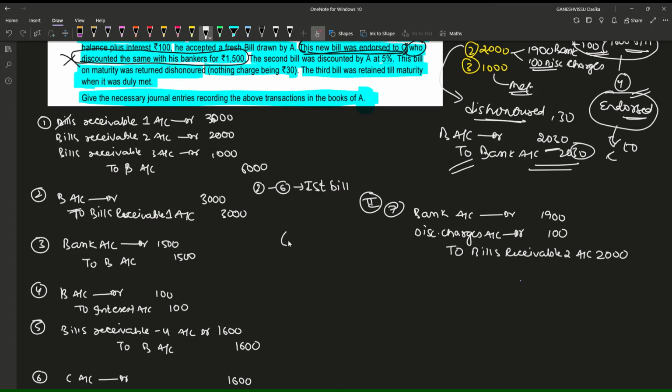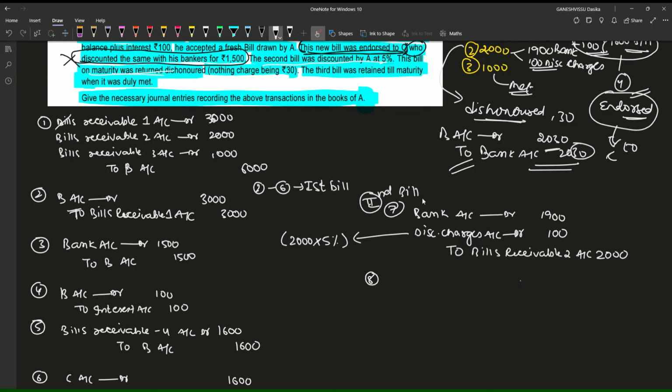So I am now calculating discounting charges. 2000 into 5%, this is the discounting charge. This discounting charge is rupees 100. We are going to pay the discounting charges, and the second bill, which was discounted with the bank, was returned dishonored on maturity.